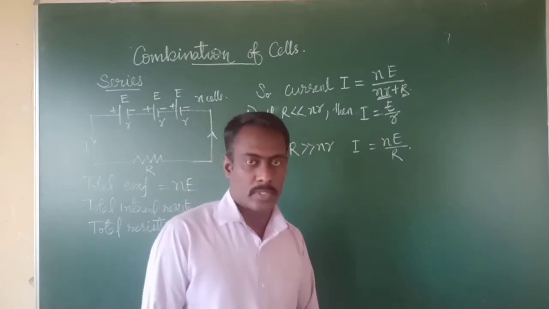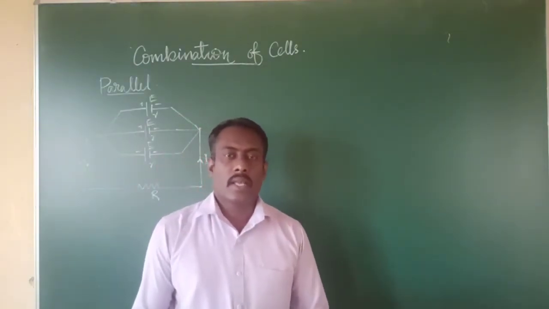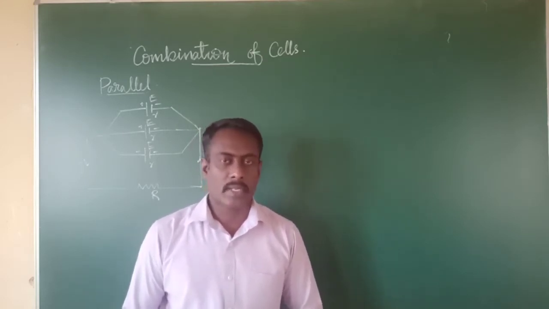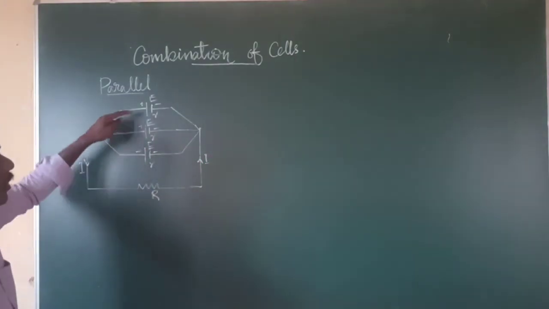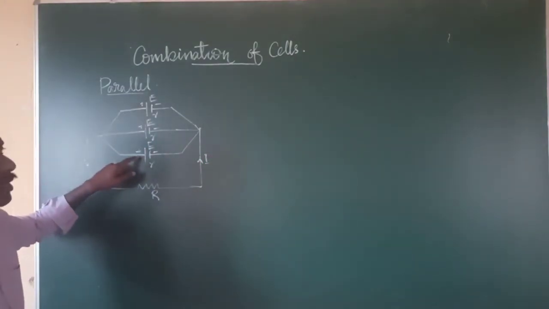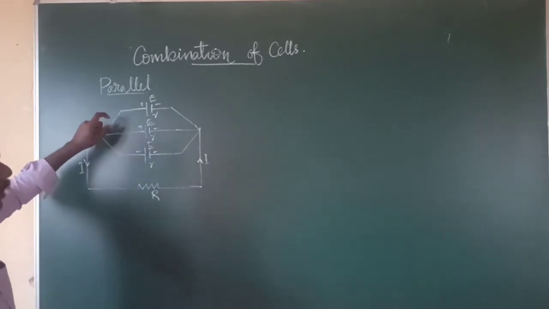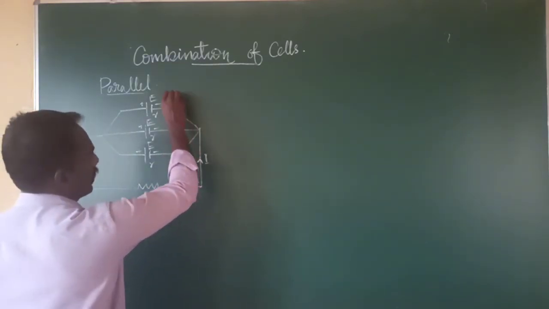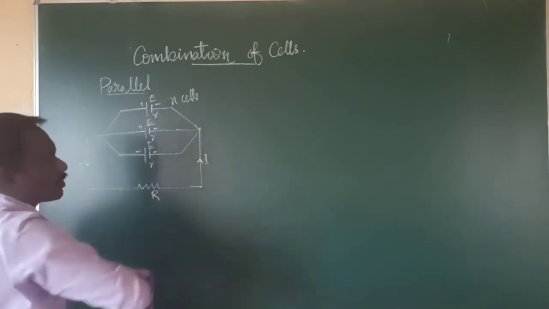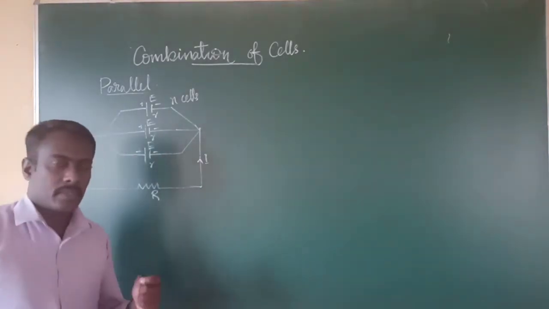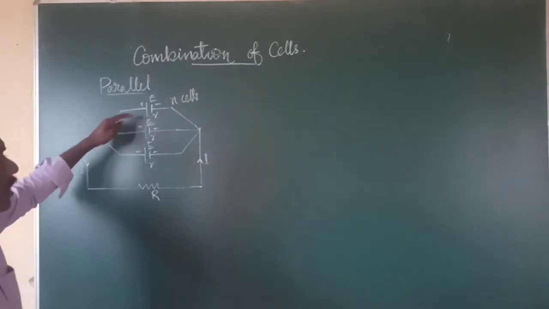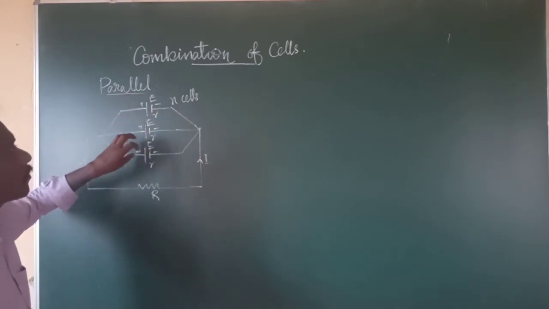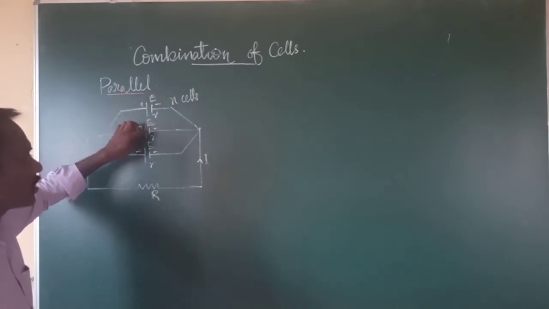And next let us see what happens to the total EMF of the cells and the internal resistance of the cells when they are connected parallelly. In the diagram you can see that a number of cells are connected parallel to each other. Only three cells are shown here, but assume that n number of cells are connected to the circuit. Then what will be the total EMF of the cells? As I said already, these cells are identical, so the EMF of all these cells is the same.